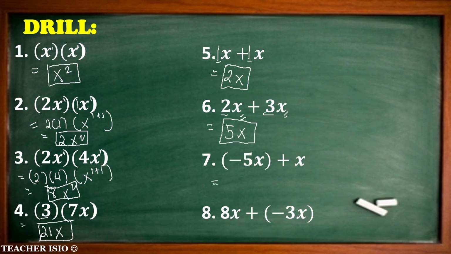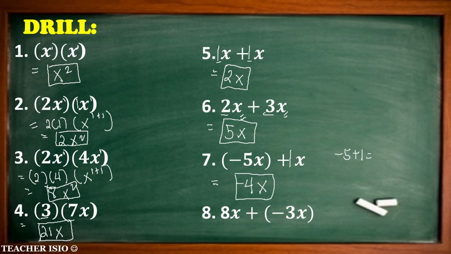Let's have number 7. So we have negative 5x plus x. Again, we have invisible 1 here. So negative 5 plus 1. So what is negative 5 plus 1? So diba, when we are adding integers with different sign, just subtract and then copy the sign of the higher absolute value. So negative 5 plus 1, the answer is negative 4, and then copy the variable. So we have negative 4x.